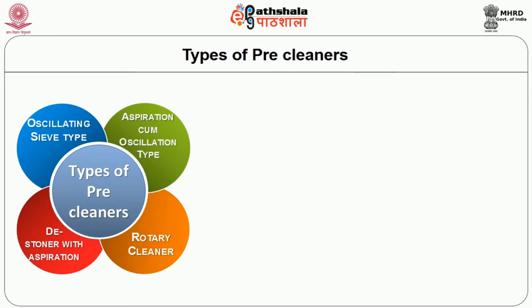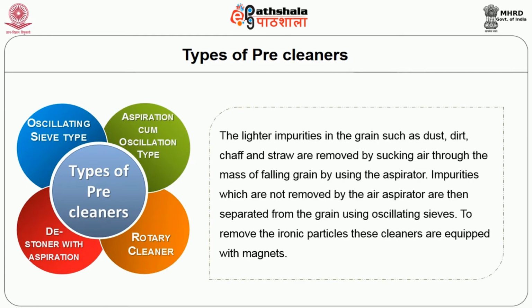The next type is aspiration cum oscillation type. Here the lighter impurities in the grain, such as dirt, dust, chaff and straw, are removed by sucking air through the mass of falling grain using an aspirator. Impurities not removed by the air aspirator are then separated from the grain using oscillating sieves. To remove ferrous particles, these cleaners are equipped with magnets.